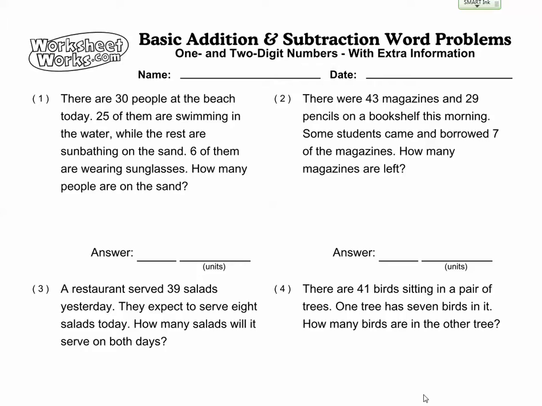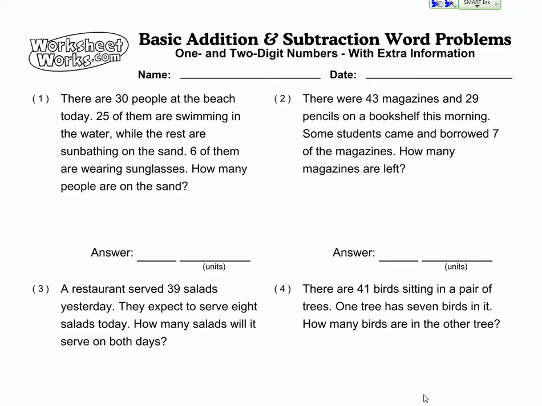So have the basic addition and subtraction word problem sheet in front of you. I'm going to go through this with you and walk you through how to do the cube method. So you need a pencil in front of you. And let's begin. If we take a look at number 1, we're going to read it together. There are 30 people at the beach today. 25 of them are swimming in the water while the rest are sunbathing on the sand. 6 of them are wearing sunglasses. How many people are on the sand?